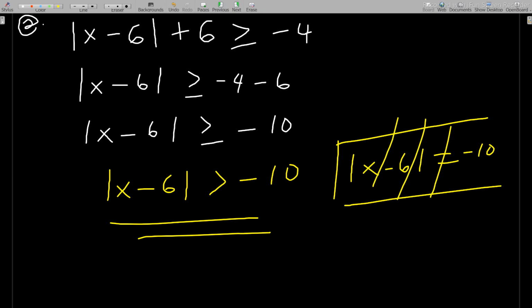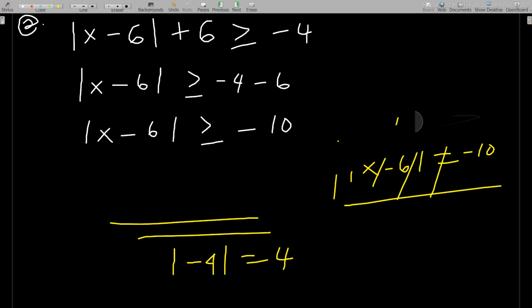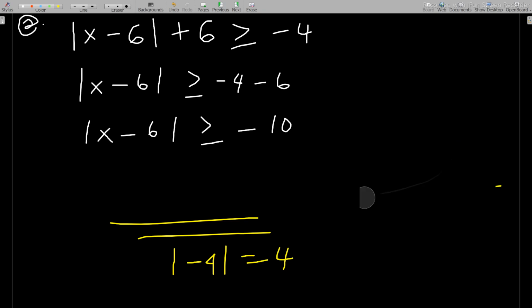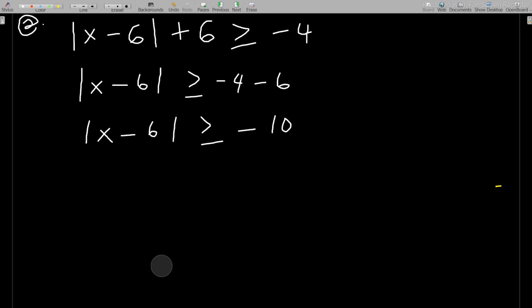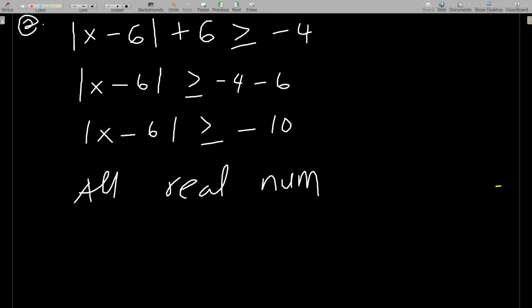Indeed, it's true. When x is equal to a number smaller than 6, say 2, we have the absolute value of 2 minus 6, which gives me negative 4. The absolute value of negative 4 is positive 4, and that's greater than negative 10. So with this expression, the solution to this question is all real numbers. I hope you understand it. This is just a very simple way of understanding absolute value inequality problems. So the solution is all real numbers.